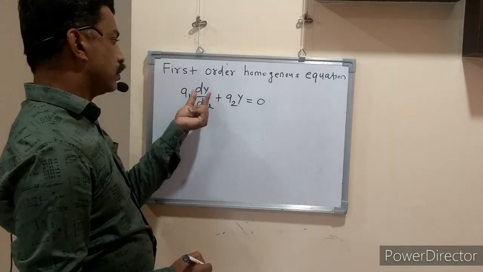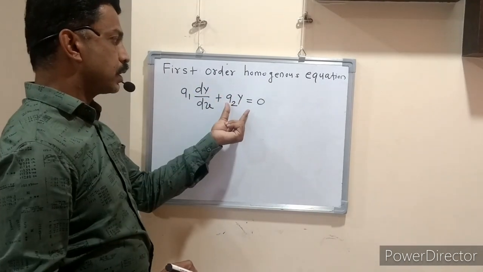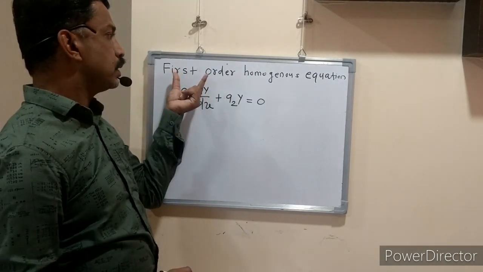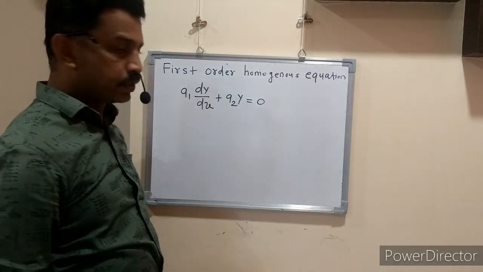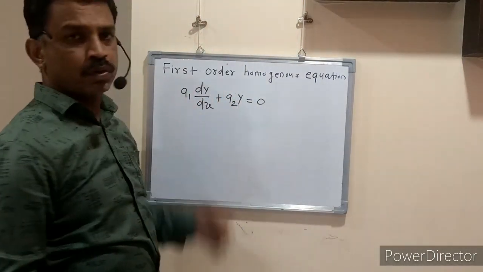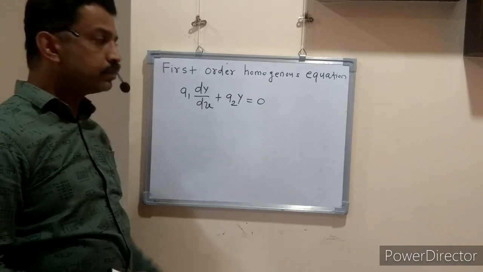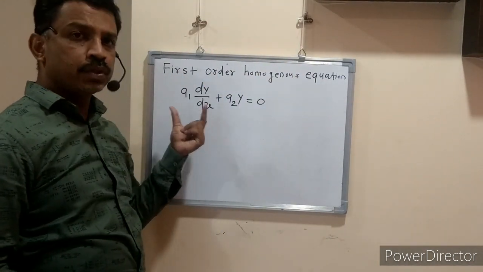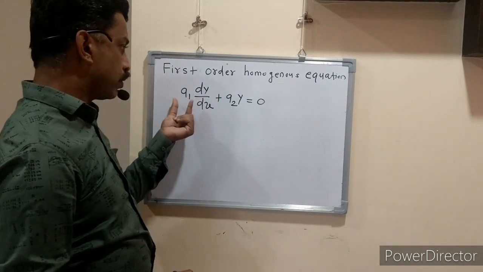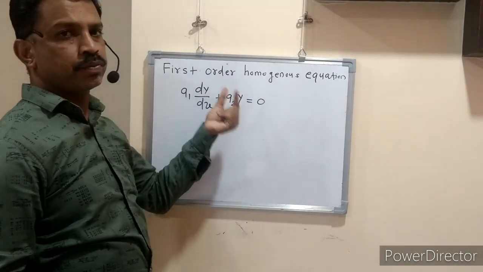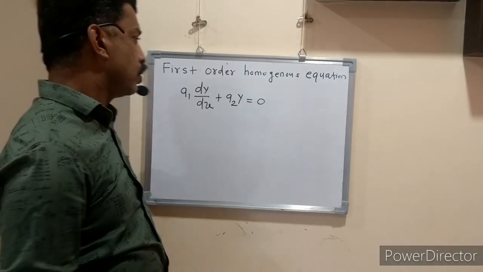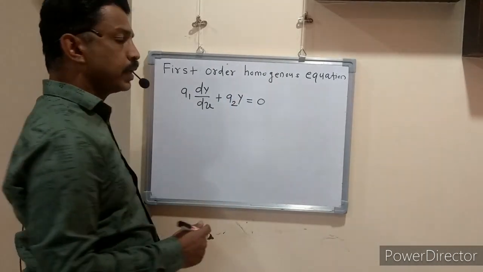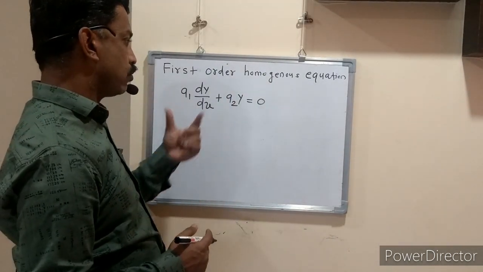And second, here the dependent term y is present, here also the dependent term y is present, and therefore such type of equation is known as first order homogeneous equation. Now here a1 and a2 are constants, so it is known as first order homogeneous equation with constant coefficients. Here the constant coefficients are a1 and a2. It can be any constant, any number. Now we can take a few examples of it.